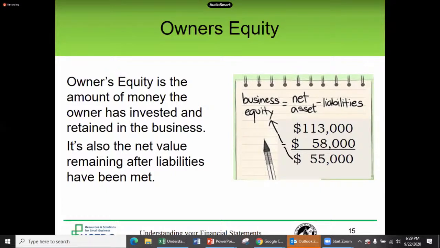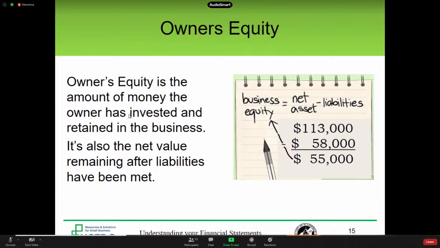The 55,000 includes $40,000 in owner's equity. So the owners invested out of their pockets $40,000 up front as a startup. And then they retained profits of $15,000 from that first year. We'll see when we get to the P&L statement. So 40,000 initial investment plus 15,000 that they retained from profits gets them to the 55,000.